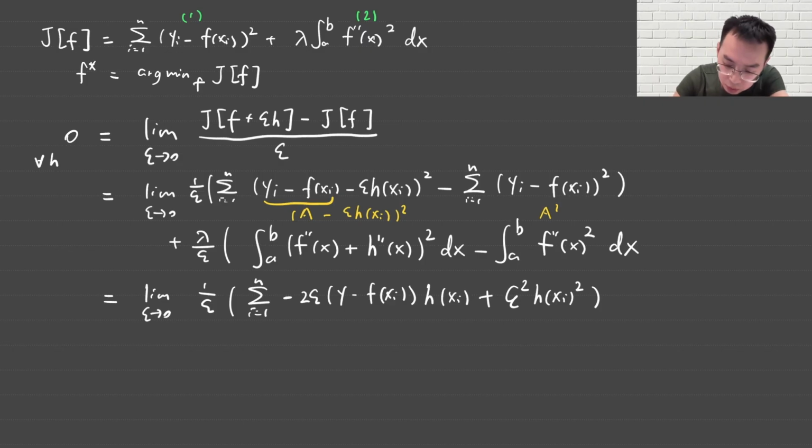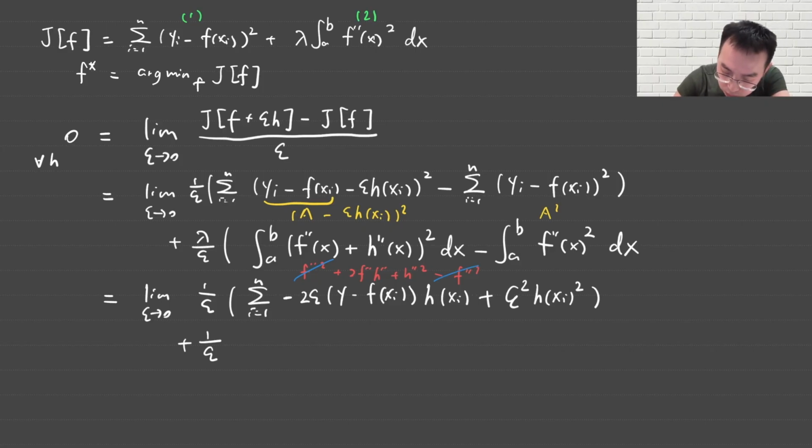And for the second term, we also can do some canceling because we can first merge these two integrals together. The second term is actually easier. We're going to cancel the f double prime of x squared when we expand it. So it's f'' squared plus 2 f'' h'' plus h'' squared minus f'' squared, right? So these two will cancel.